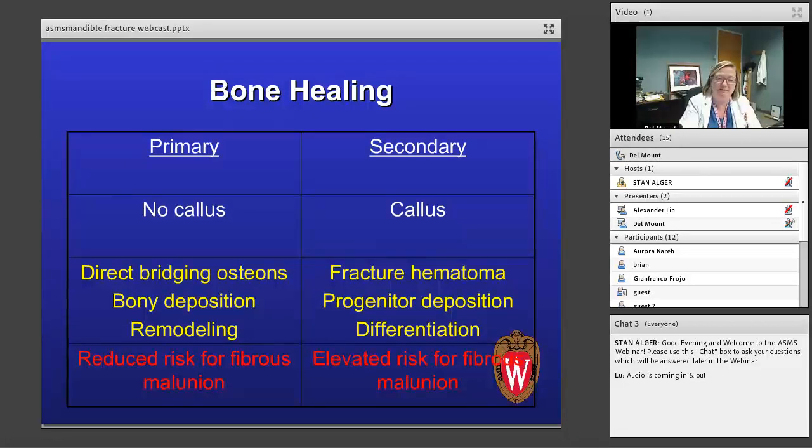And if you want to think about fibrous malunion, just think of it as being scar tissue that develops between the bone edges. And that's bad, because that's not going to be terribly stable in the long term, and is very high risk for developing infection. So think about, again, primary bone healing as being kind of our gold standard, what we're aiming for with adequate stability, and secondary bone healing as being kind of what we want to avoid, if at all possible.